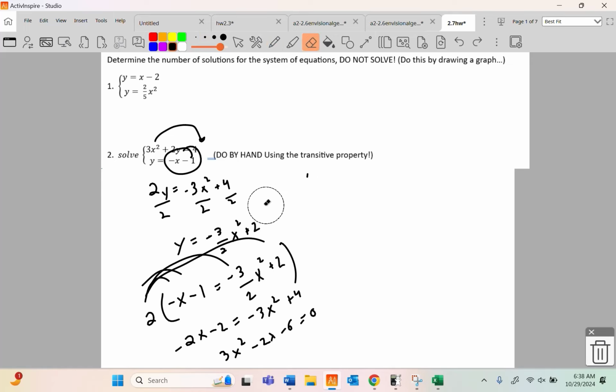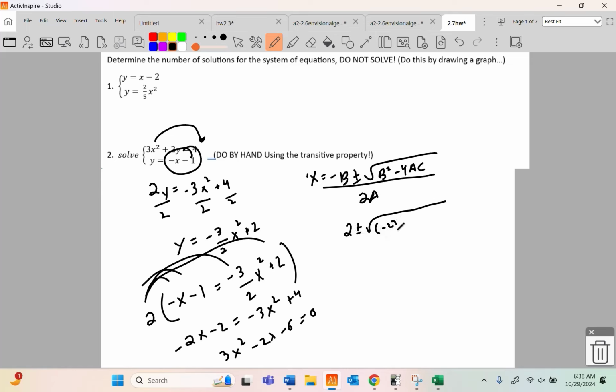So I guess I'll do some old x equals negative b plus or minus the square root of b squared minus 4ac, all over 2a. So b is negative 2, so positive 2, plus or minus square root. Wrap, always wrap, especially if you're a button pusher. a is 3, c is negative 6. It's all over twice a, and a again was 3.